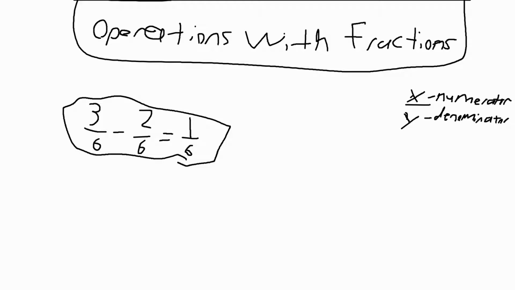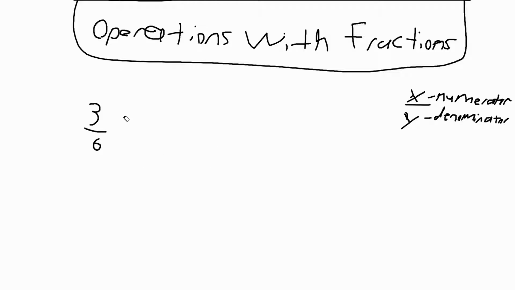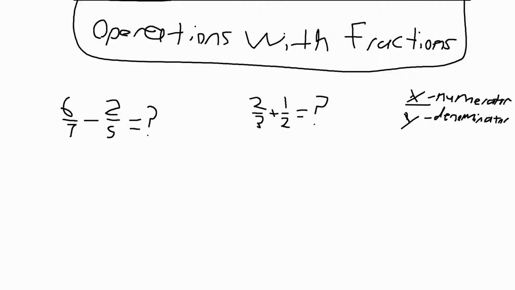So now that you guys know this, I think you're ready for the examples that I am about to show you. So here we go. Okay, so I wrote down the examples for you guys over here. So we have 6 over 7 minus 2 over 5. And we also have 2/3 plus 1/2.